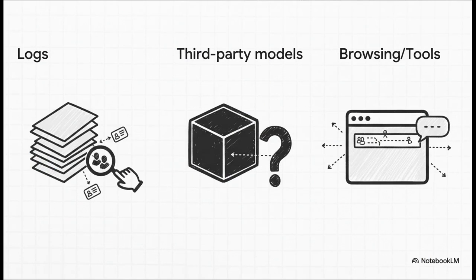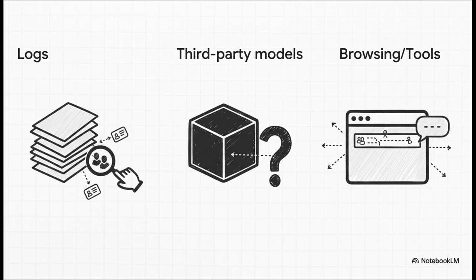First up, logs. For debugging and monitoring, we log pretty much everything, including the user prompts. So just imagine a customer support bot. A user types, "Hey, my order hasn't arrived. My address is 123 Main Street." If that prompt, with all that personally identifiable information, that's PII, stuff like names, emails, addresses, gets saved to an unsecured log, you've just created a goldmine for attackers.